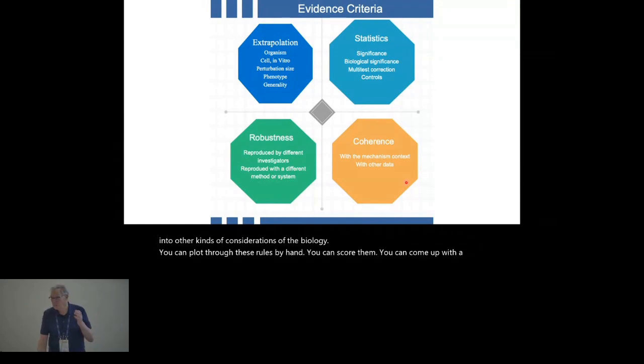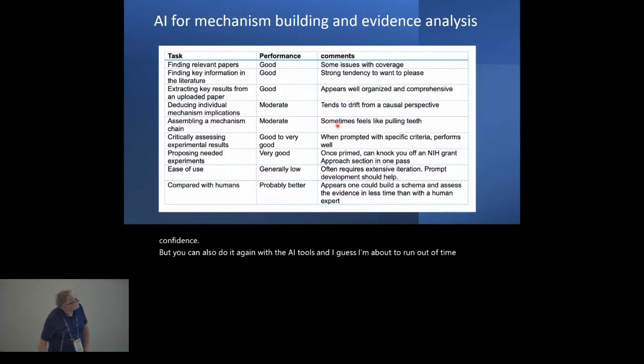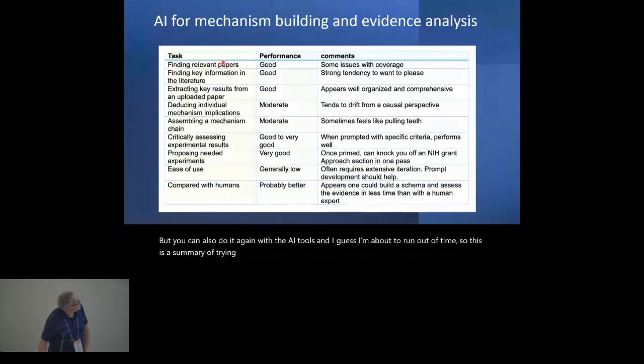But you can also do it, again, with the AI tools, and I guess I'm about to run out of time. So this is a summary of trying to do that with this particular problem. There are different problems. Can you find the papers? Can you get the key information? Can you extract key results? Can you deduce the mechanism implications? Can you build a full mechanism? Can you critically assess the experimental results? Can you propose missing experiments? How easy is it to use?